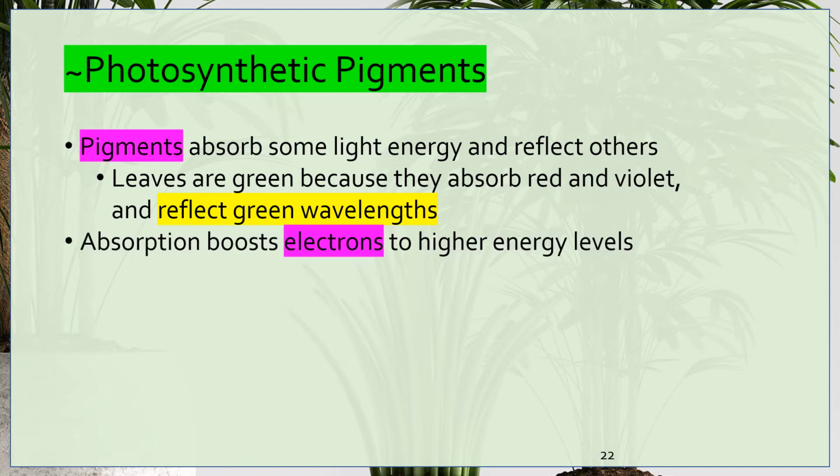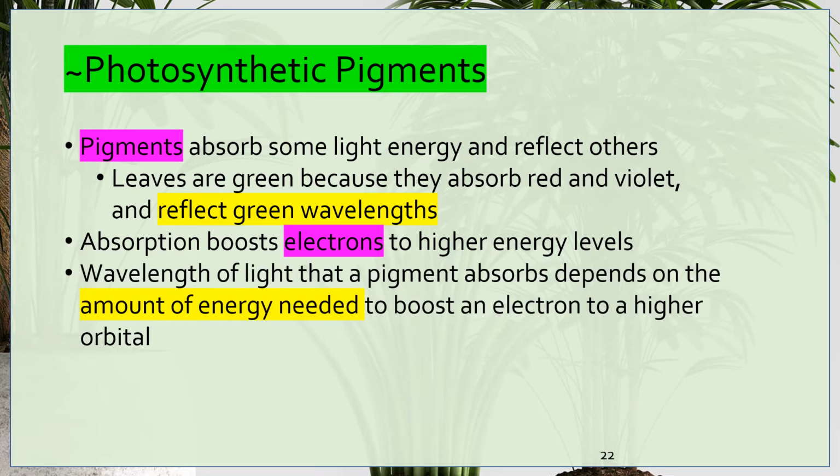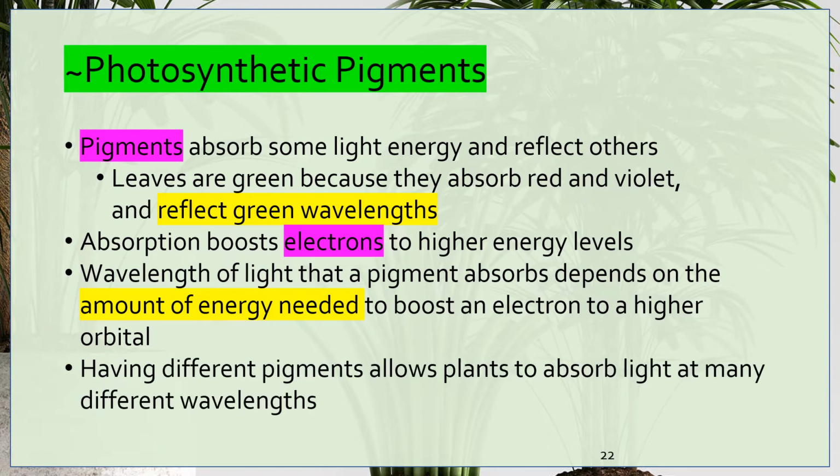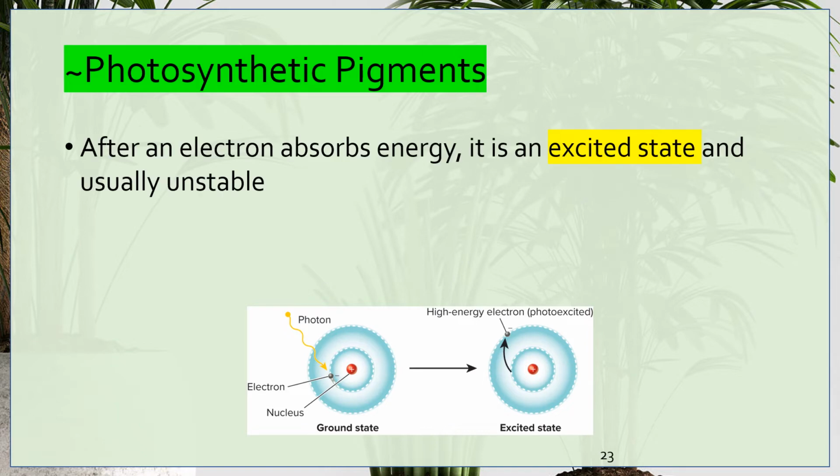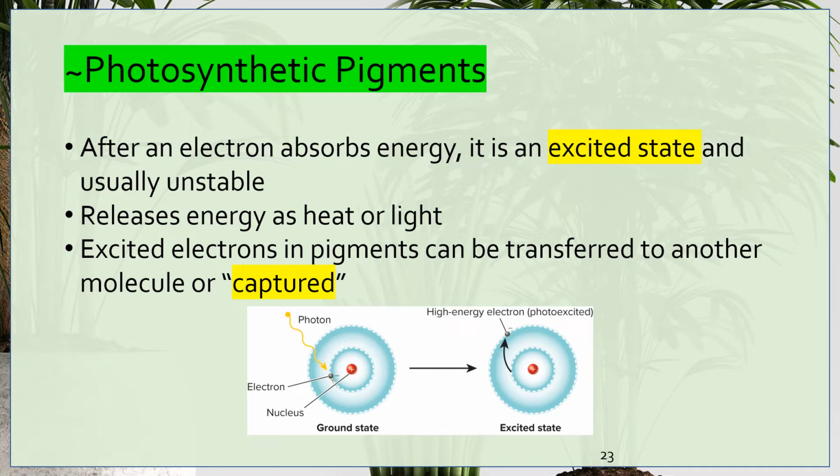Okay, absorption boosts electrons to higher levels, and the wavelength of light that a pigment absorbs depends on the amount of energy needed to boost an electron to a higher orbital. So having different pigments allows plants to absorb light at many different wavelengths. After an electron absorbs the energy, it is in an excited state and usually unstable. This releases energy as heat or light, and these excited electrons of pigments can be transferred to other molecules or captured.